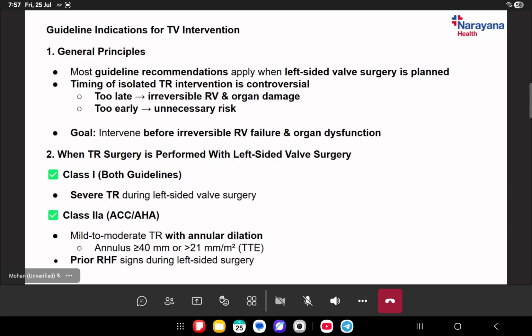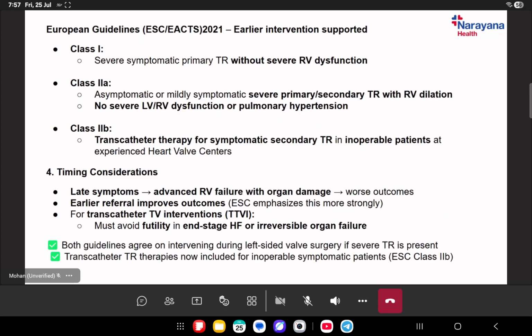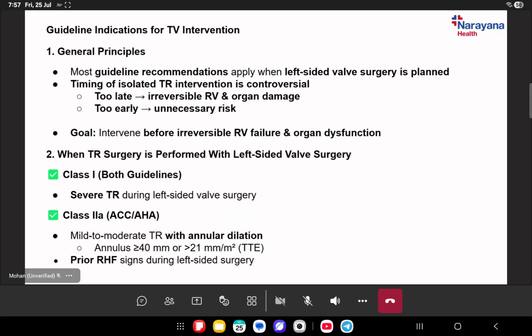When TR surgery is performed with left-sided valve surgery, both the AHA and European guidelines give class 1 for severe TR during left-sided valve surgery. Class 2A, according to ACC, is mild to moderate TR with annular dilatation, that is annulus greater than 40 mm or greater than 21 mm per meter square. Body surface area indexing is more reliable, as is prior right heart failure symptoms, during left-sided surgery.